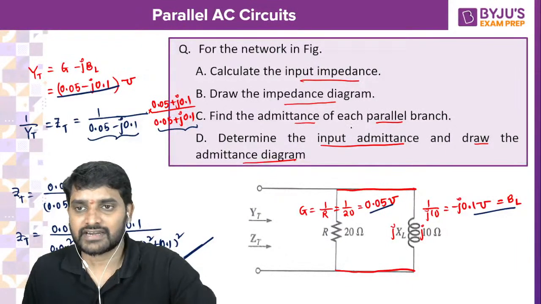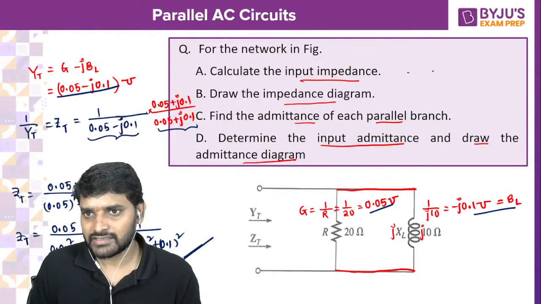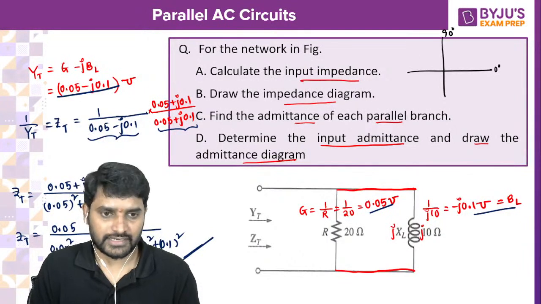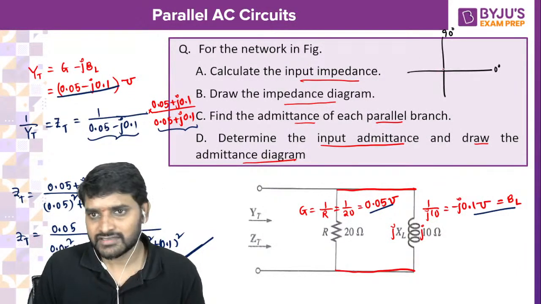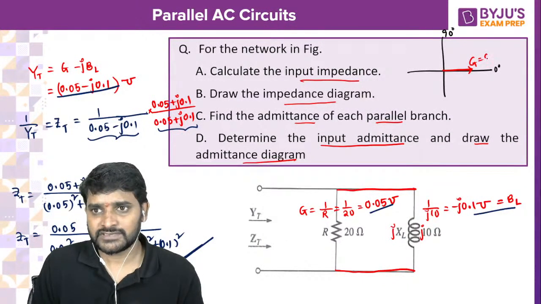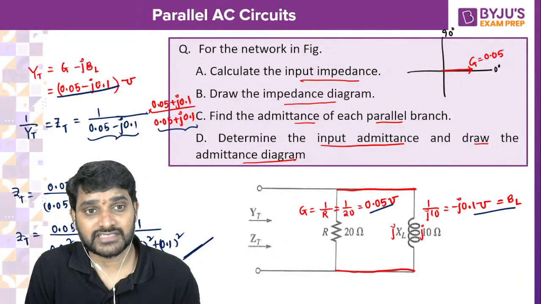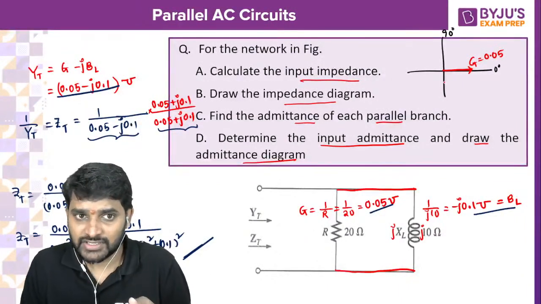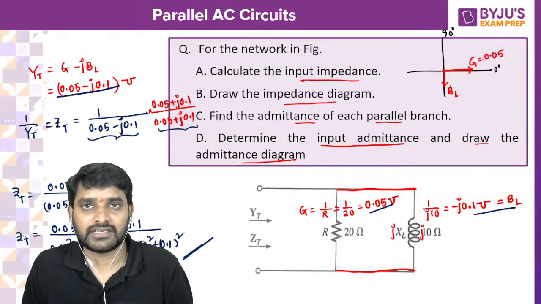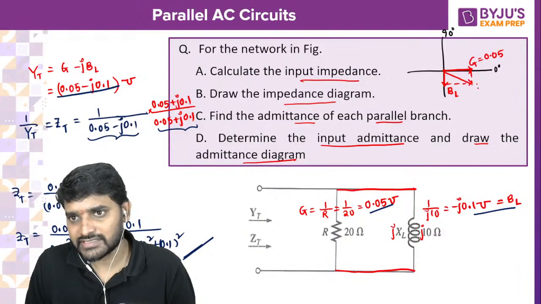So let me draw the diagram. Real term is there, imaginary term is there, 0, 90 and so on. So I can take up the conductance on this one. This is G, that is 0.05. Next, inductive susceptance is on the negative side, minus j, so it is around 0.1. This is BL. Now the resultant of these two is the total admittance.